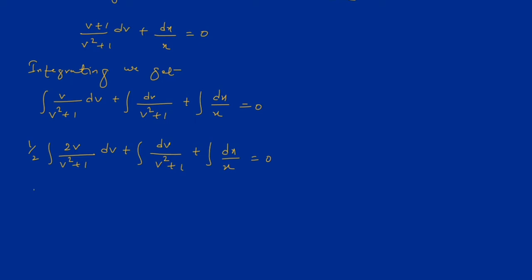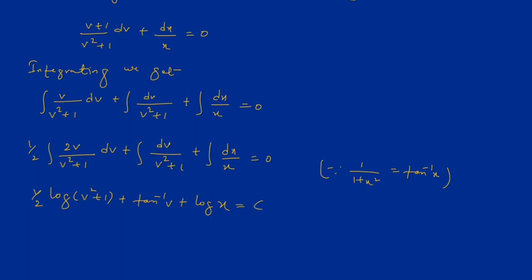So 1 by 2, as it is after integration, log of v square plus 1, and this term goes to tan inverse of v, right? It is 1 upon x square plus 1, 1 plus x square, which is equal to log x. If you want, you can write here, because 1 upon 1 plus x square is tan inverse x, the second term, which is equal to c, a constant c.